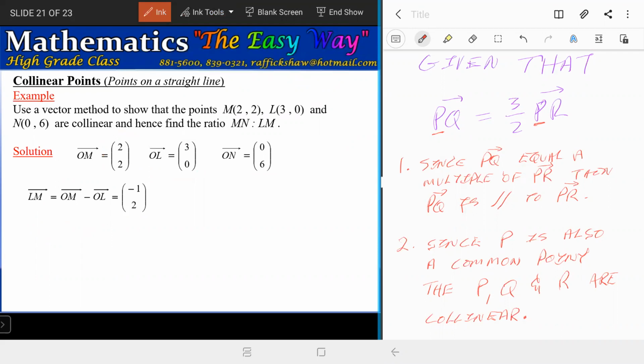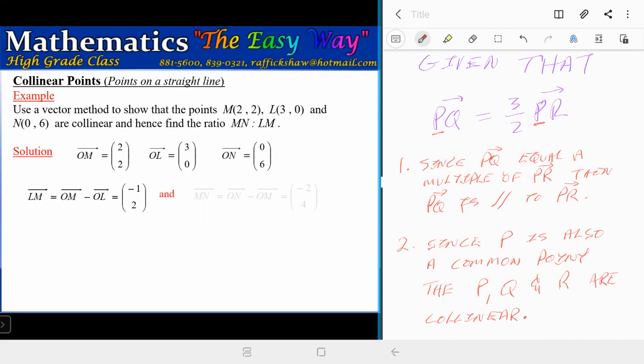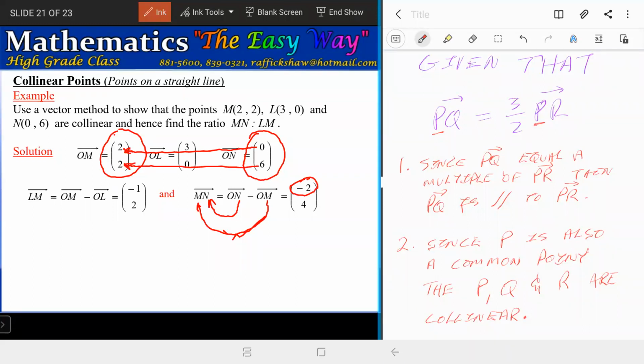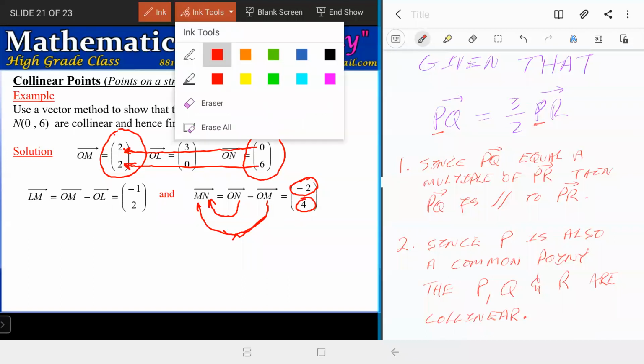Next thing we need to find now is the MN. So MN now is ON minus OM. O times the last minus O times the first. That's how we find a displacement vector. So it is ON, which is this one, minus OM, which is the first one. Therefore it is 0 minus 2, which is -2, and 6 minus 2, which is 4. And that's what we have.